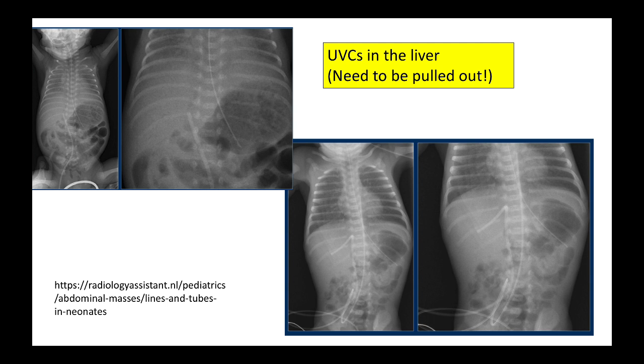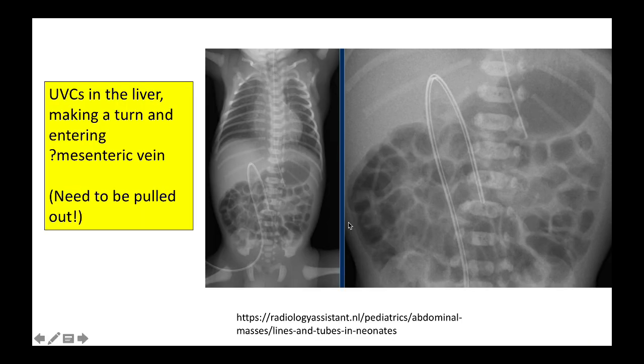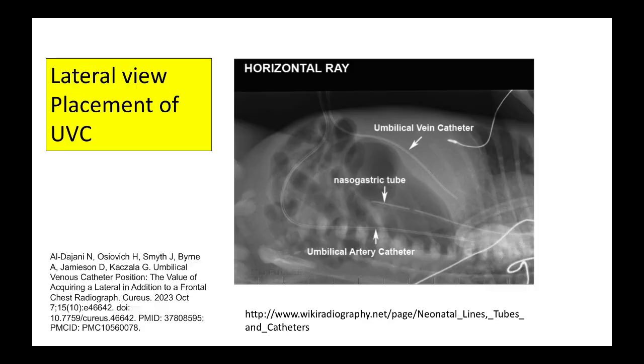So if the UVC is in the liver, like you can see in all these pictures, in this nice white homogeneous liver, then it needs to come out. This UVC did something super weird. It looks like it didn't make it through the ductus, but then instead of turning around and coming out the same vessel, the umbilical vein, it turned and entered into another vessel, possibly the mesenteric vein. Again, this is in the wrong position and the catheter needs to be removed.